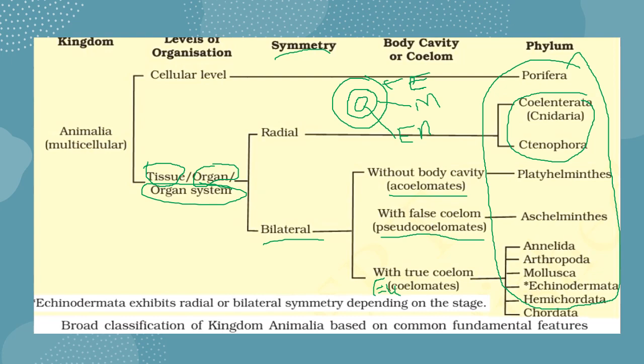By considering these three parts, level of organization, symmetry, and body cavity presence or absence, or how that body cavity is formed, we have these 11 phyla. I hope you are clear. Just go through the video and listen properly. Along with this, read the textbook also, so you will get a proper idea.